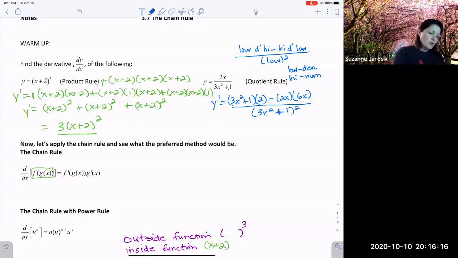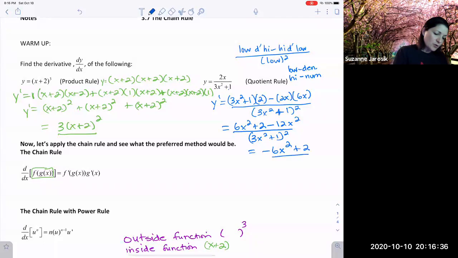All right, so I'm not going to do anything with the denominator. I'm just going to simplify the numerator a little bit. 12x squared over (3x squared plus 1) squared, which then becomes negative 6x squared plus 2 over 3 times (x squared plus 1) squared. Negative 6x squared plus 2. I can take a 2 out of here. It's not going to help me simplify anything.